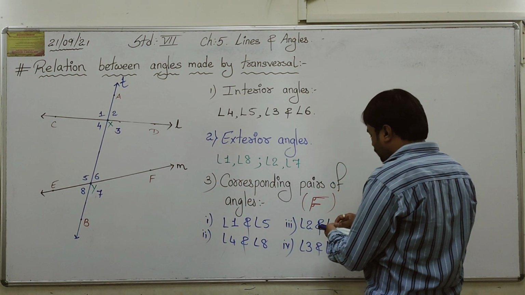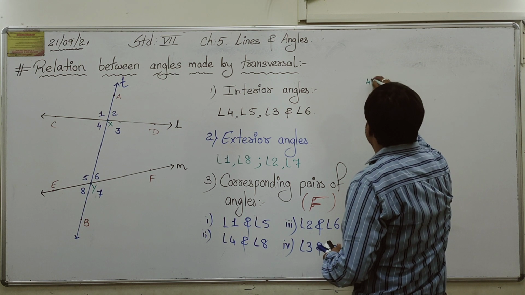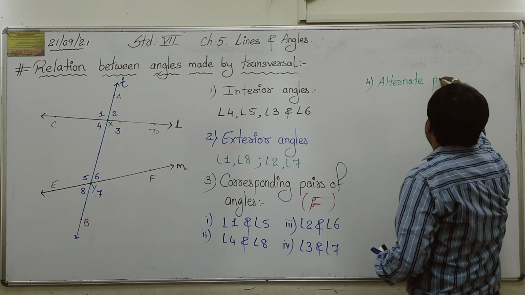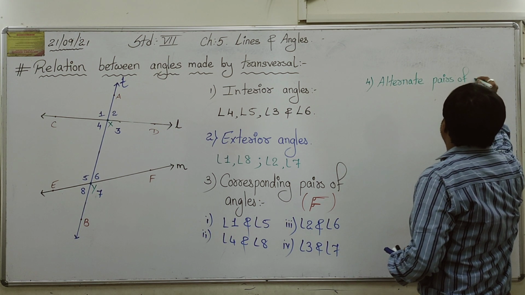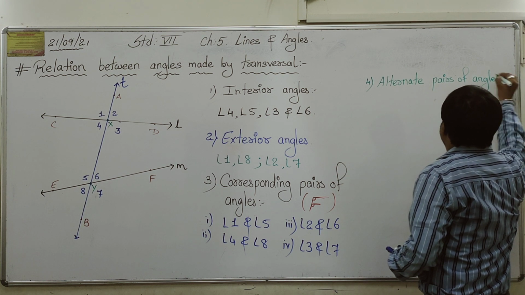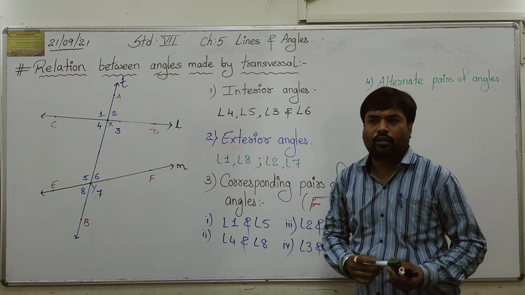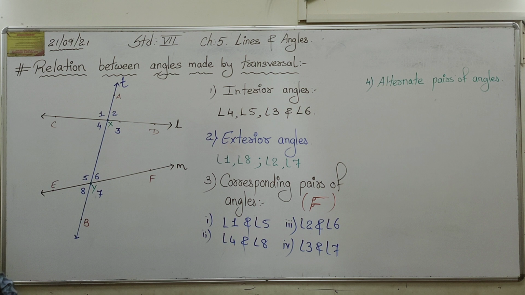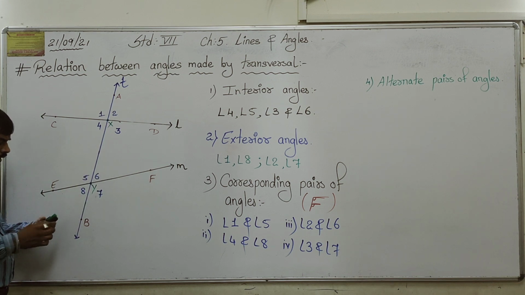Now the fourth one, alternate pairs of angles. Alternate. Right? What is the meaning of alternate? To alternate. So alternate pairs of angles. For these, first we will look at the interior angles. We need the interior angles, so in the interior angles we make an X.